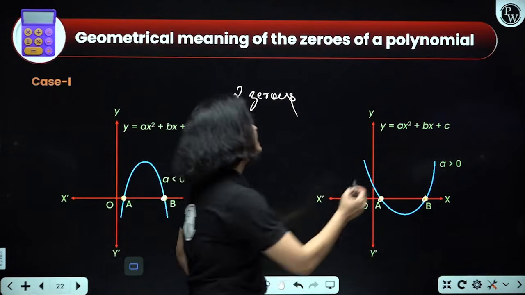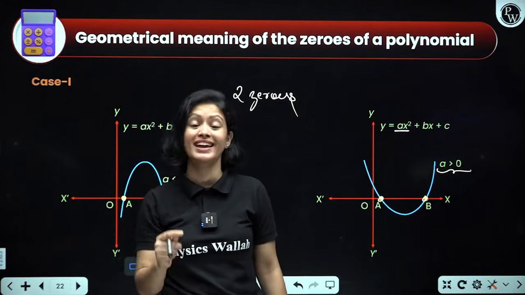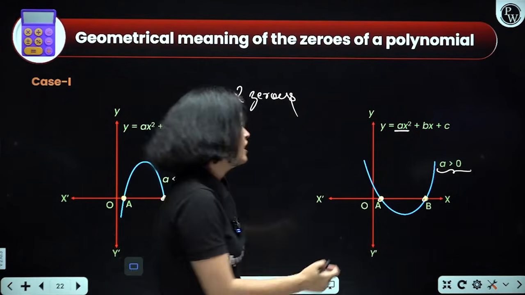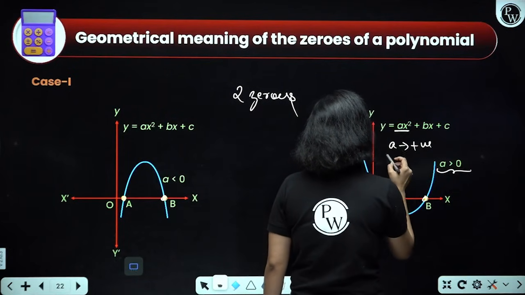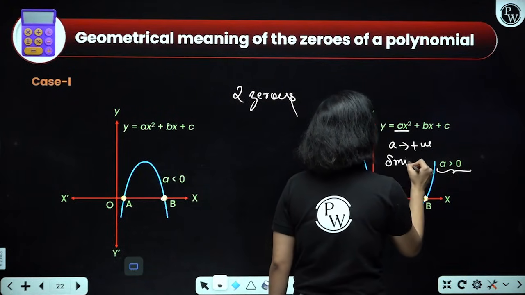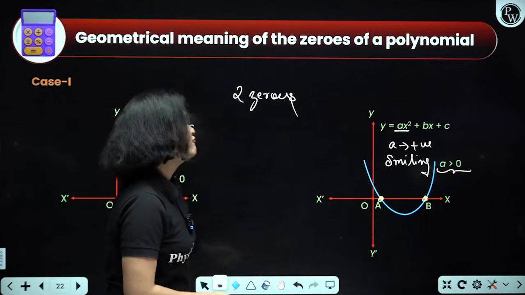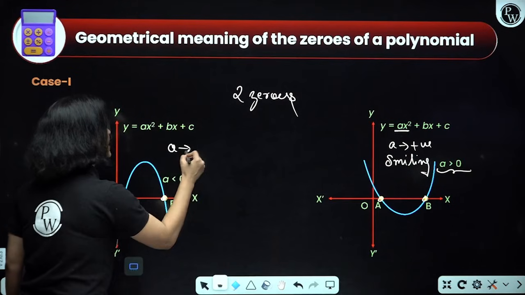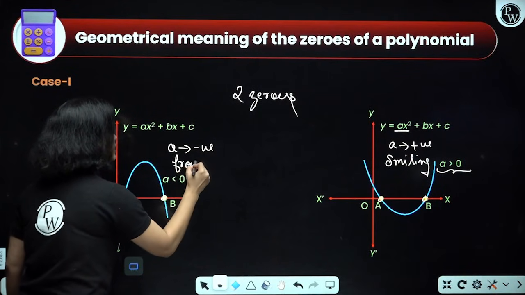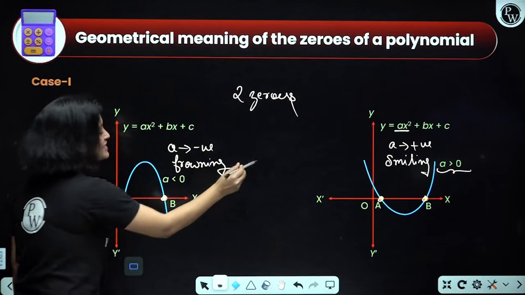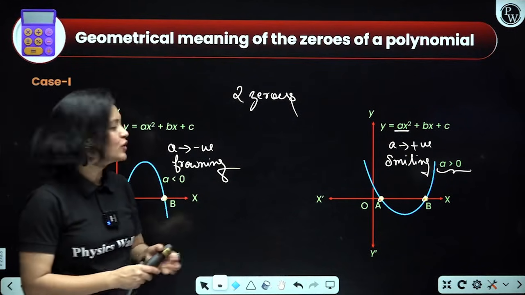Remember, whenever the leading coefficient a is greater than 0, that means the coefficient of x square is positive. Whenever a is positive, the graph is smiling. You can see it's smiling, right? Whenever a is negative, guys, the graph is frowning. Can you see the frown? Yeah, see, frown, right? So you can remember it like this.